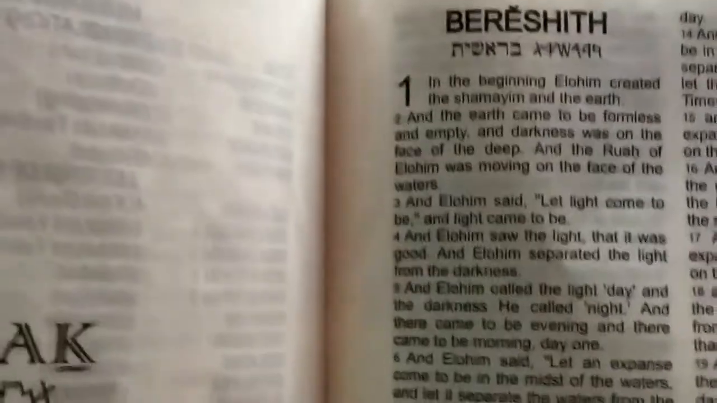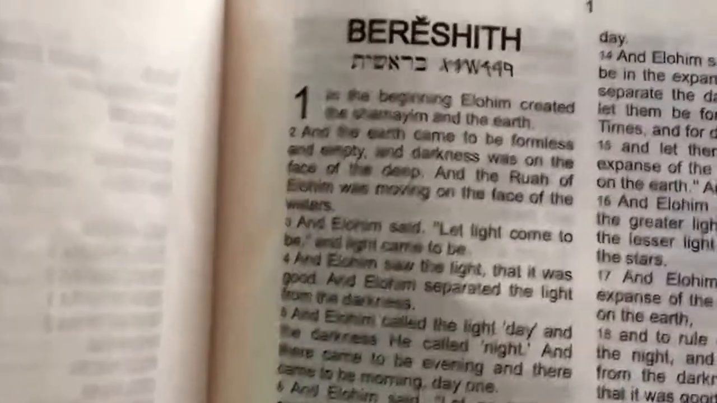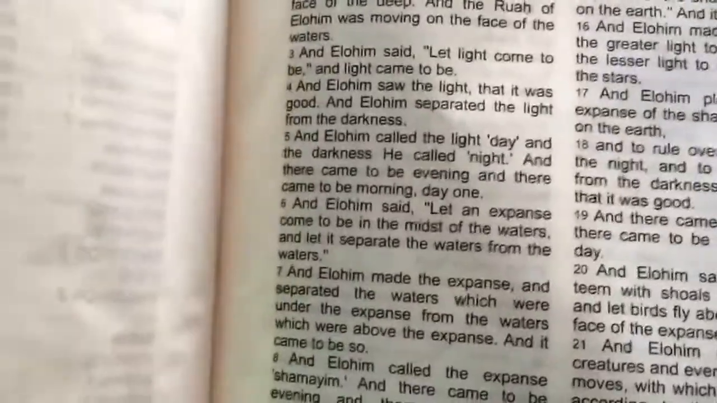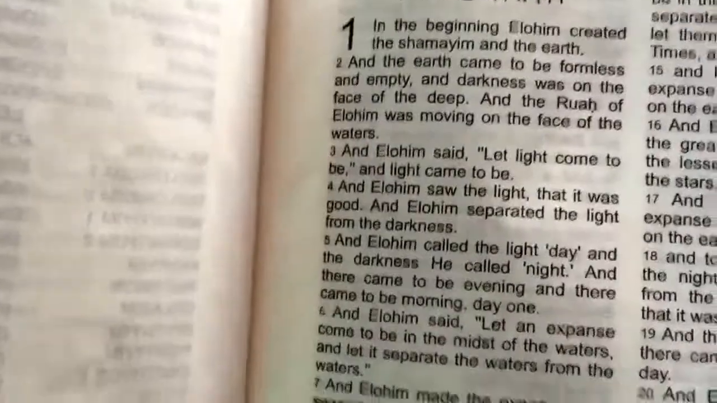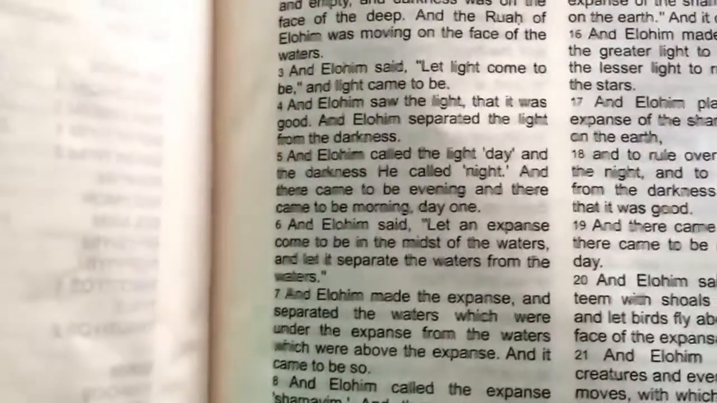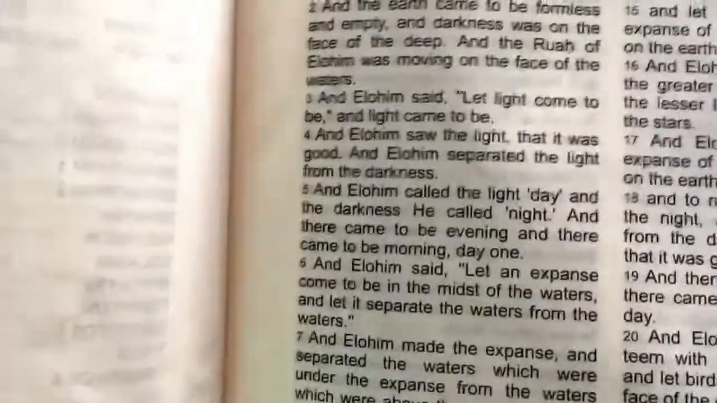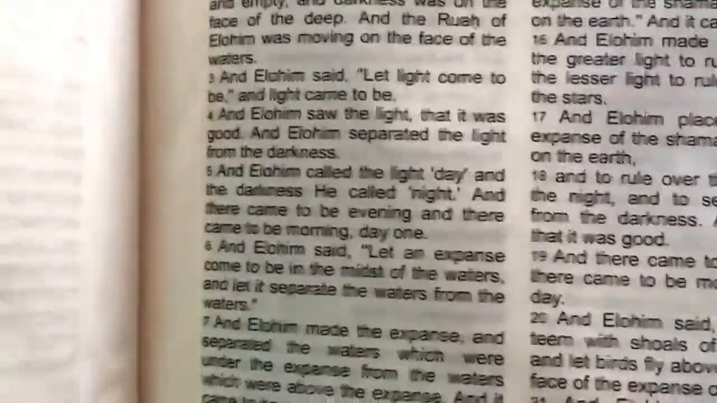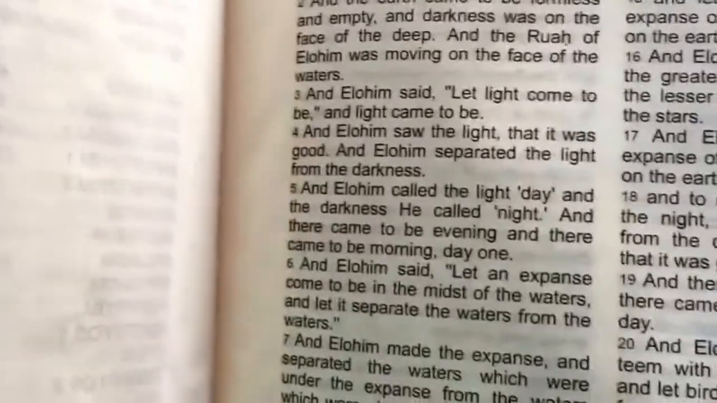All right, and going on down, it says, and Elohim said, let light come to be, and light came to be. Now, we're a little bit ahead of that there, because we've got light on the subject matter at the moment. And Elohim saw the light that it was good, and Elohim separated the light from the darkness. And Elohim called the light day, and the darkness he called night. And there came to be evening, and there came to be morning, day one. And he said, let an expanse come to be in the midst of waters, and let it separate the waters from the waters. Now, I'm going to pause right there.